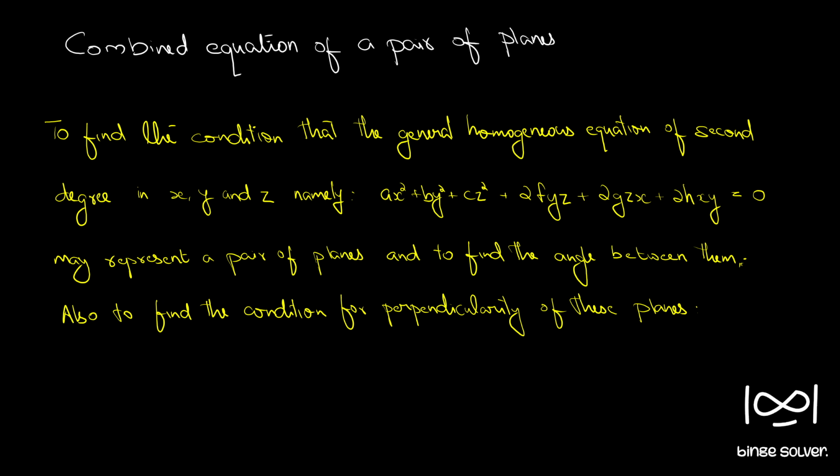This is the equation we are going to handle, and this is a second degree homogeneous equation, as you can see. We will see what is the condition for this second degree homogeneous equation to represent a pair of planes, and if it represents a pair of planes, how to find the angle between those planes, and what is the condition for those planes to be perpendicular. That is what we are going to discuss in this video.